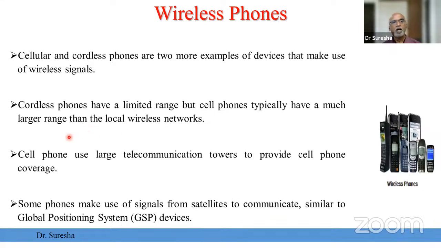Yeah. So cordless phones have a limited range, but cell phones typically have a much larger range. Cell phones use large telecommunication towers to provide cell phone coverage. Some phones make use of signals from satellites to communicate, similar to global GPS systems.